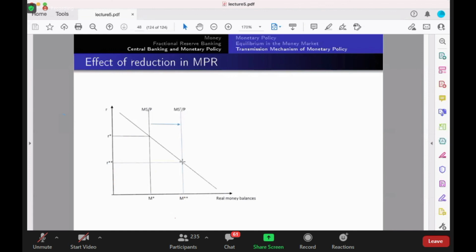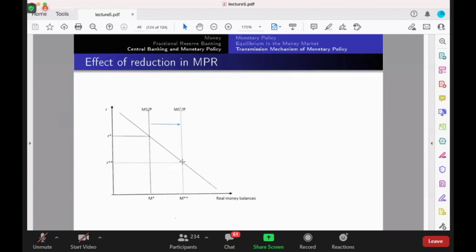Must increase. And the supply of money increasing is not just from the action of the central bank, it can also come from the actions of what? Of the commercial banks, all right? It can also come from the actions of the commercial banks.